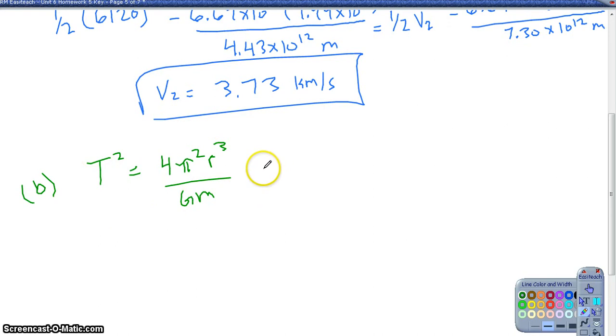Instead, the only change that we have to make if it's an ellipse, right, if I want to find the period, if I want to use a relationship for the period, it's almost exactly the same, except instead of the radius, we substitute the semi-major axis, right?